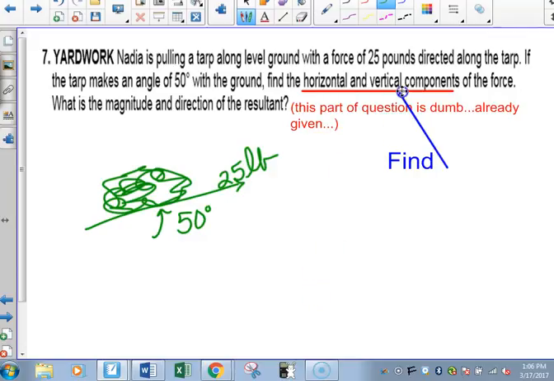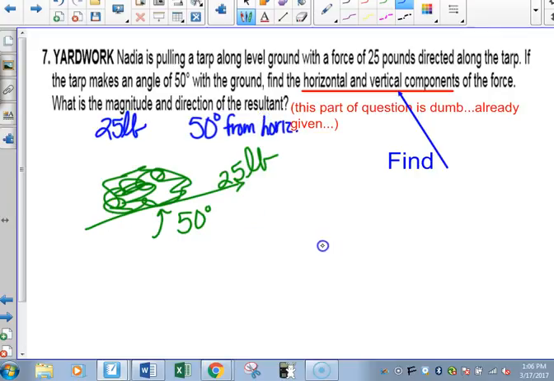It says find the vertical and horizontal components. That makes sense to me, right? But the question goes on to say, what is the magnitude and direction of the resultant? That is the resultant, guys. So the magnitude is 25 pounds of force. I would never ask this question. And the direction is 50 degrees from horizontal, or just 50 degrees.